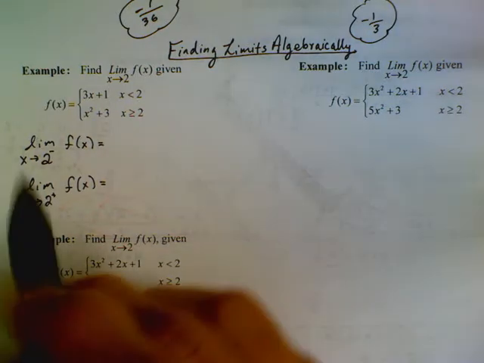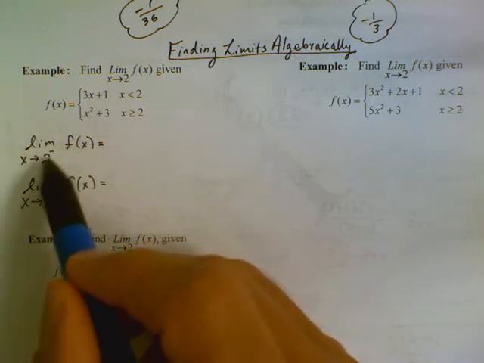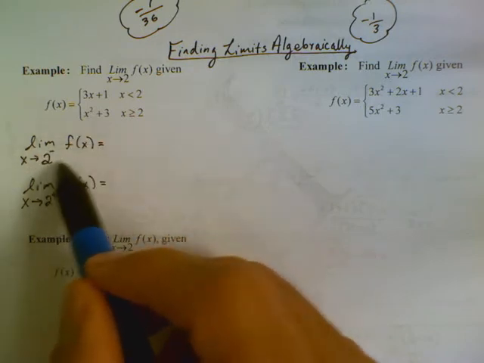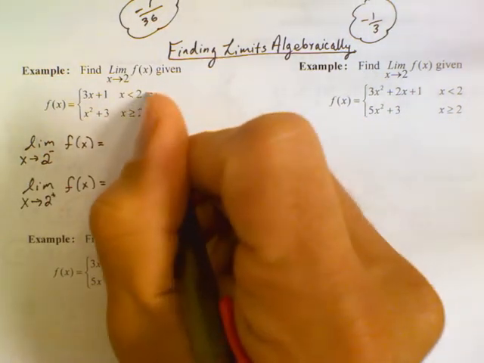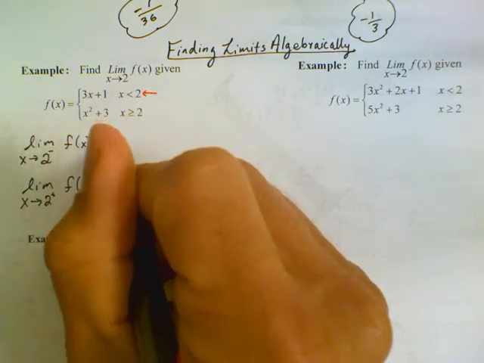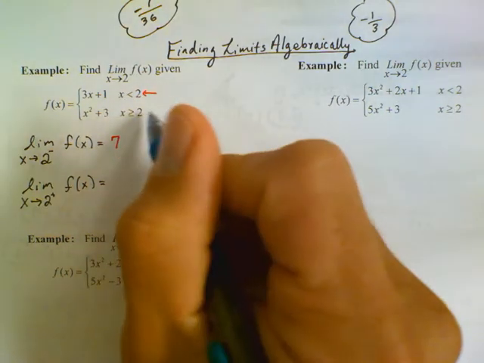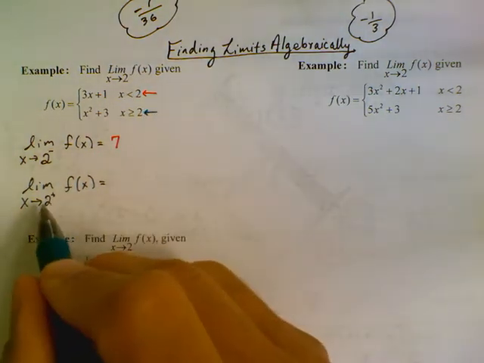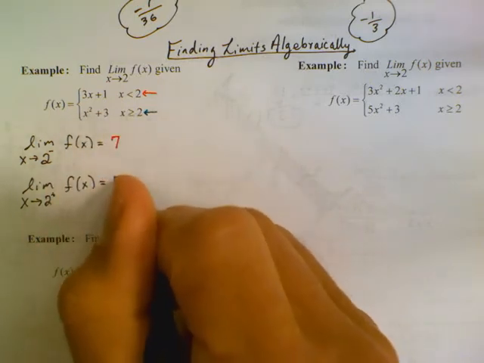But the limit as x approaches 2 from the left, what do we typically do with that number? We typically put it in the function, right? Well, that's exactly what we're going to do. This top function, I'm going to take that 2 and put it in. 3 times 2 is 6, 6 plus 1 is 7. This next function, I'm going to put the 2 in because this is from the right side. 4 plus 3 is 7.